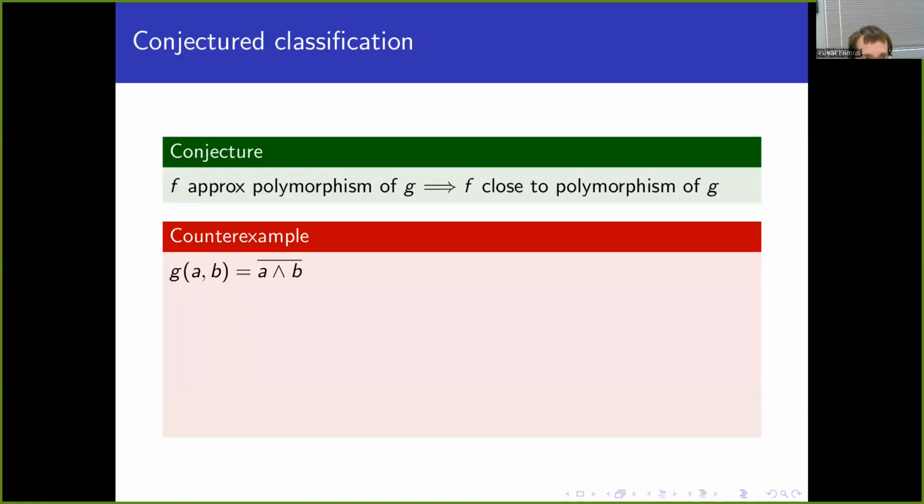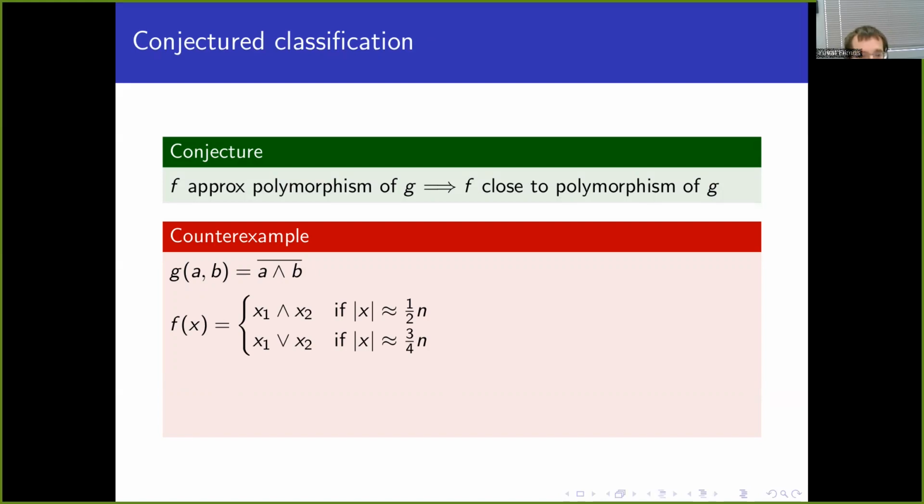So here's a counterexample. Take the NAND function. Now we are going to construct an approximate polymorphism of the NAND function, which is not close to a polymorphism of the NAND function. Okay, so here's how we're going to define it. On input x, if x is balanced, so this is just the Hamming weight of x, then f is going to behave like an AND of the first two coordinates. And in contrast, if x is skewed towards ones, then it's going to behave like an OR.